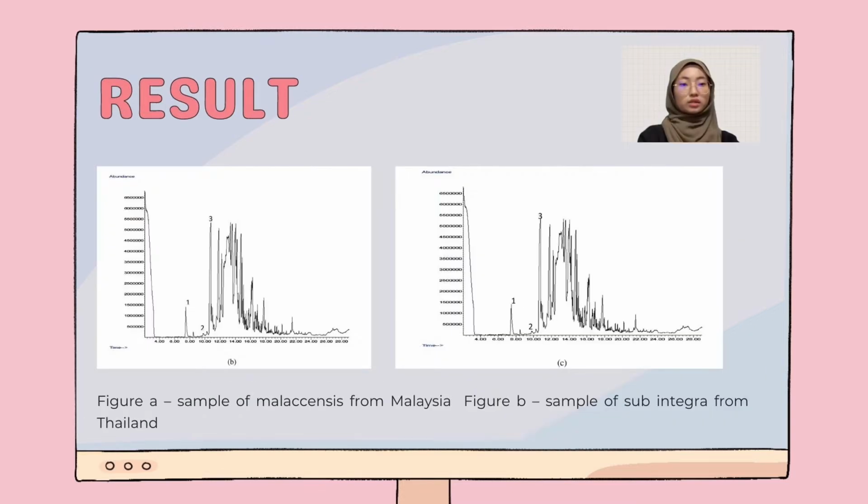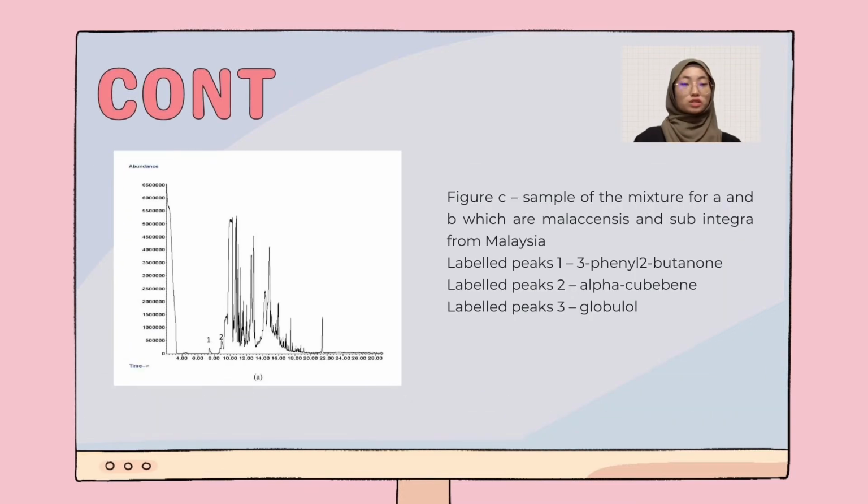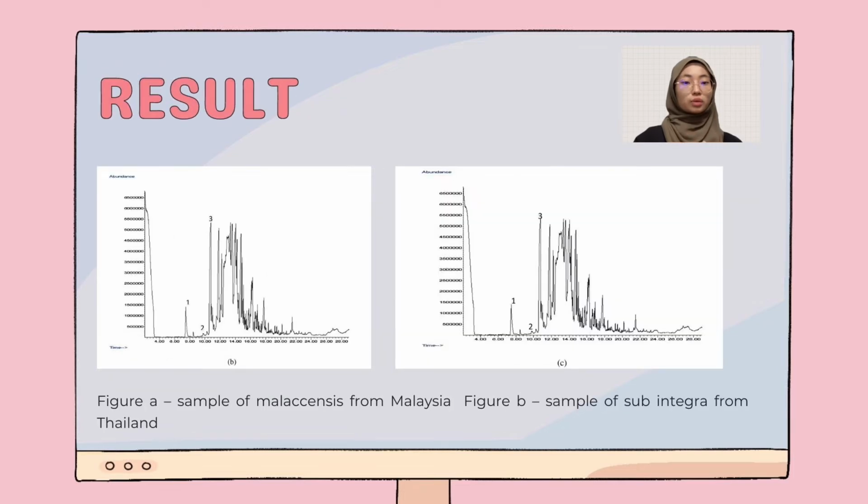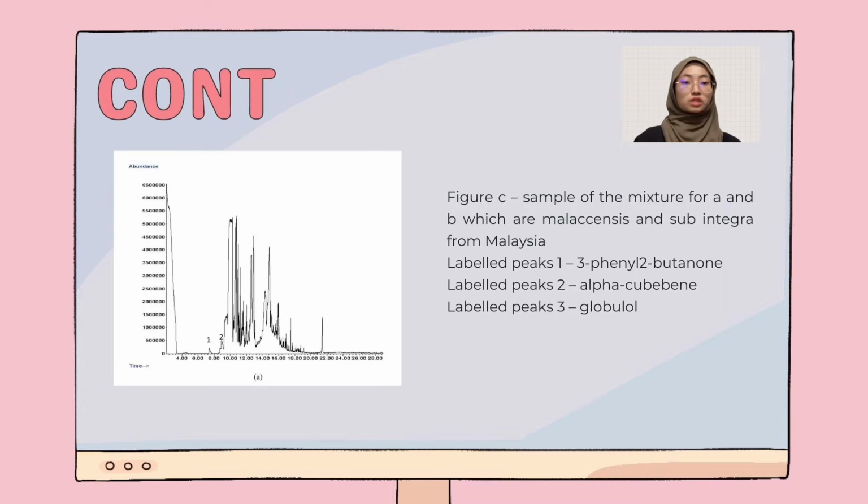Based on the analysis, this is the result of three samples of agarwood oil from different sources that show some variations in GC profile and chemical components. Figure A is the sample of malaccensis from Malaysia. Figure B is the sample of subintegra from Thailand, and sample C is the mixture of the two, which are malaccensis and subintegra from Malaysia.